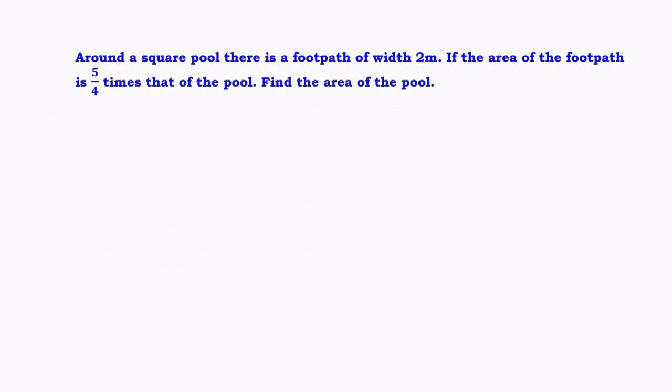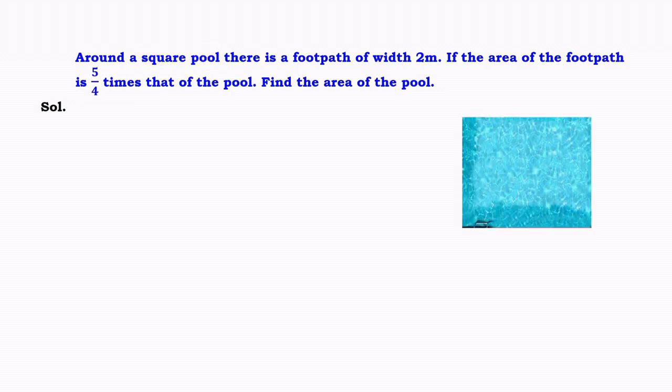Let us carefully read the question. We are told that there is a square swimming pool and a footpath of width 2 meters around it. The area of the footpath is 5/4 of the area of the pool. What do we need to find? We need to find the area of the swimming pool. Since the pool is square in shape, if we can find the length of one side, we can easily calculate its area. Let us start by assuming the side of the pool.